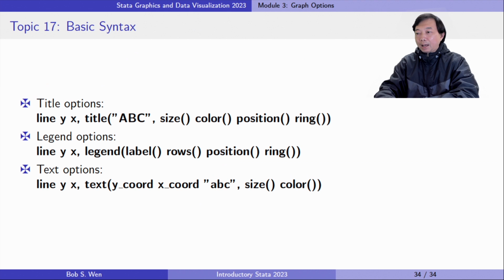Second, let's examine the legend options. Legends show the symbols or colors in the graph representing different groups or categories. I often use the sub-options of label, rows, position, and ring to modify the legend.